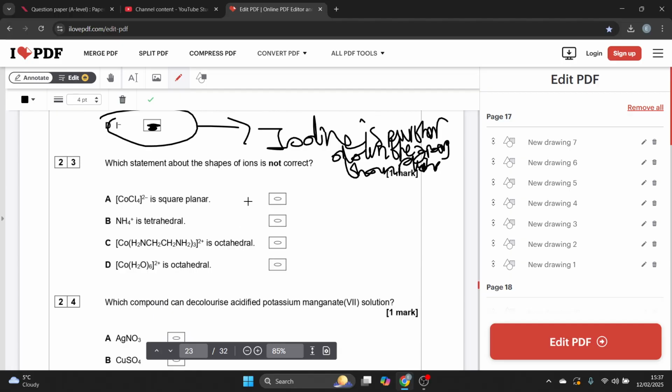Question 23, which statement about shapes of ions is not correct? NH4 plus is tetrahedral. Yeah. CoCl4 2 minus is square planar. That's false. That's not correct. It is not square planar.